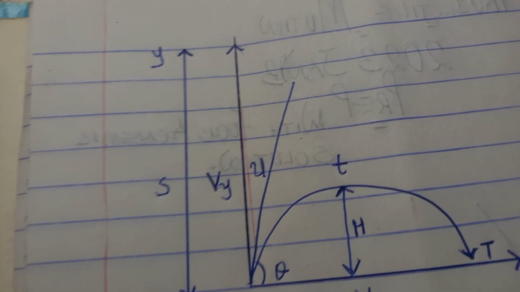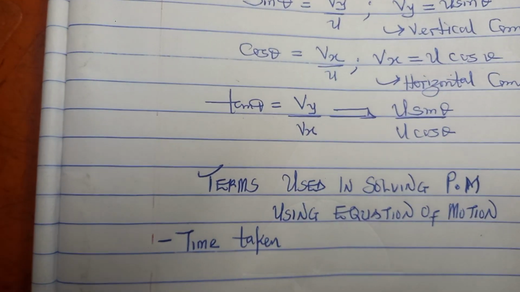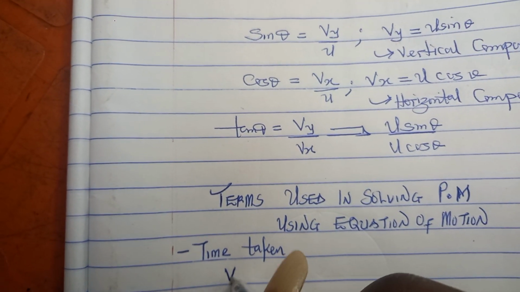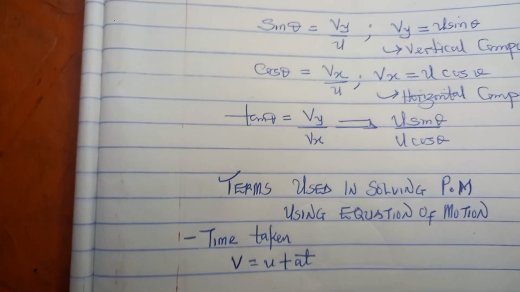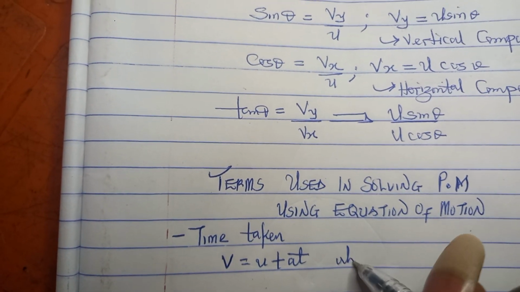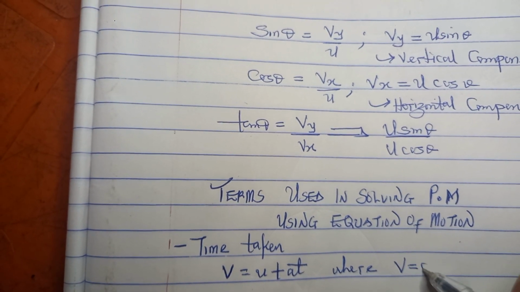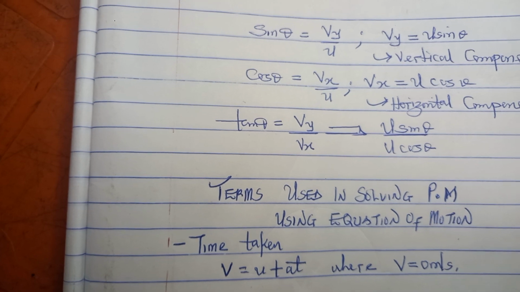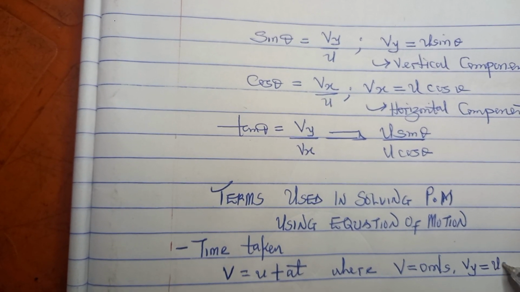And this can be derived using the first equation of motion, which says V equals U plus at. That's our first equation. Where V will be 0 meters per second at this point. So Vy, our vertical component, will give us u sin theta.